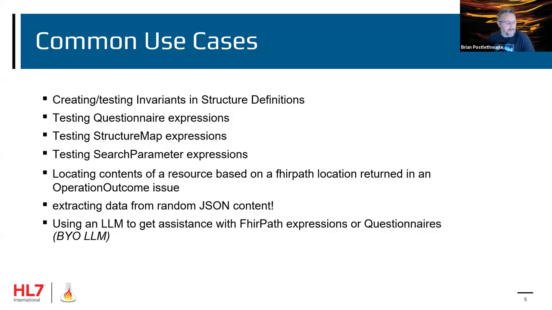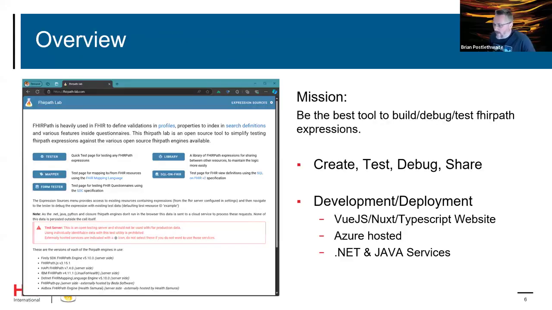So that covers off what sort of things I am going to use it for, and where do I find FHIRPath expressions in the spec? We find them in structure definitions for invariants, questionnaires, and there are other places as well. So what's the overview?